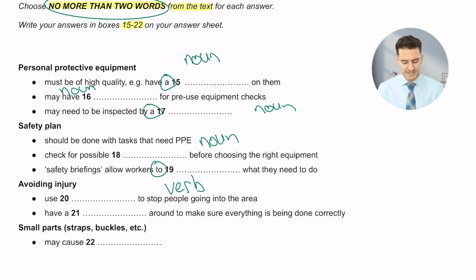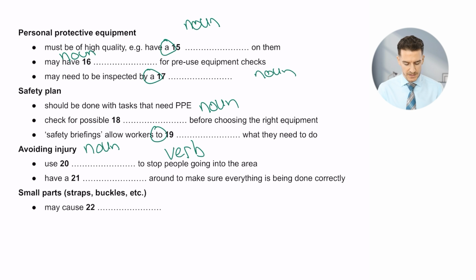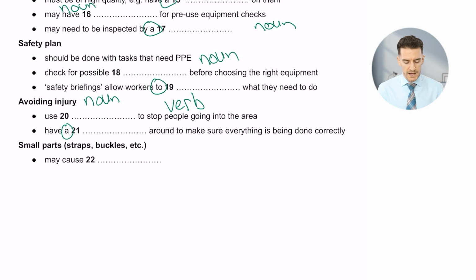Number 20, use something to stop. Or again, it's probably going to be a noun. And it's probably going to be a plural noun or an uncountable noun. Because if it was going to be a singular noun, it would need to have a, but there is no a there. Let's go to 21. Well, we've got a, okay, so that will be a noun again. May cause something. Well, something is a noun, so that will be a noun as well. And again, this one will probably be a plural noun.